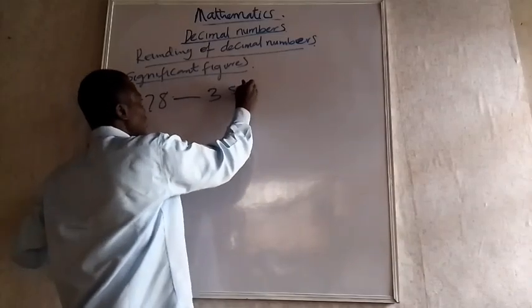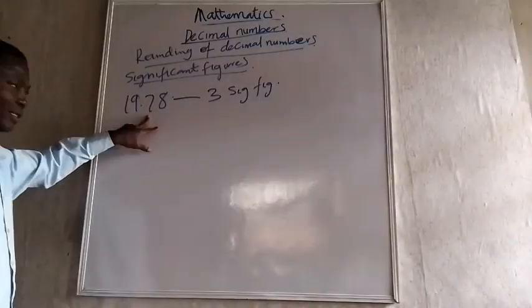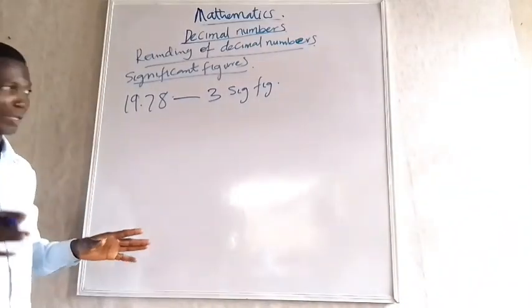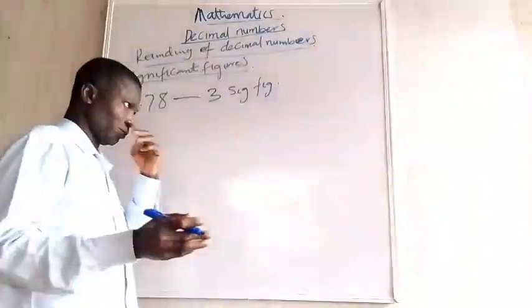3 significant figures. Look at it. I have 1, 2, 3. That is what I need. Which means that once you get to this level, I don't need any number afterwards.